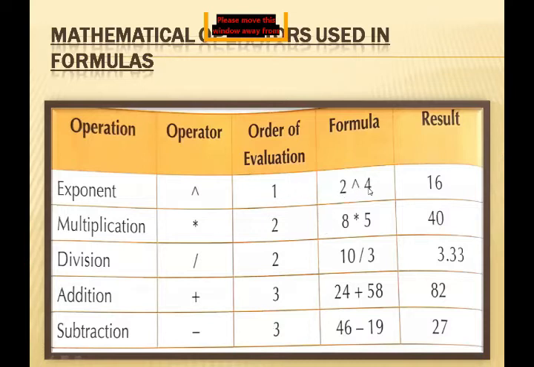The exponent 2 to the power 4 means 16, that is, 2 multiplied by 2 multiplied by 2 multiplied by 2. When you multiply 2 four times, you will get 16. Now this one is showing multiplication, and when you multiply 8 by 5, eight fives are 40. Now the division is represented by this slash sign, and when you divide 10 by 3, you will get 3.33. Now addition: you add two numbers, 24 plus 58, so it is 82. Subtraction: 46 minus 19, you get 27. So this is the order of evaluation.